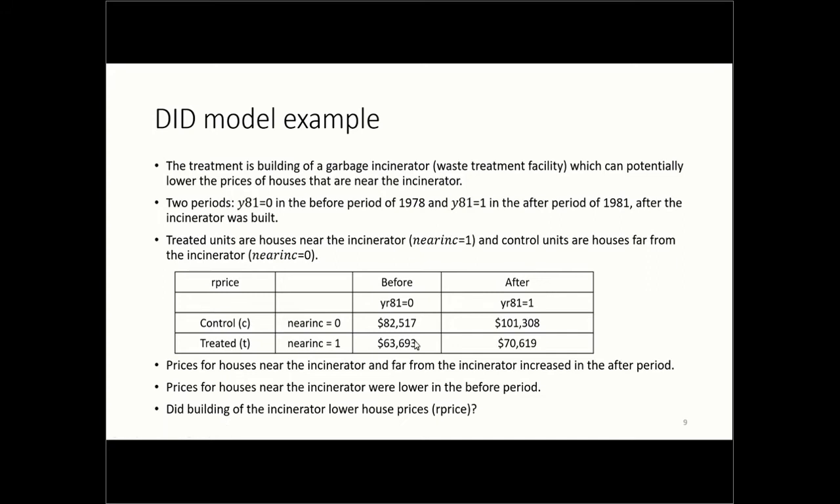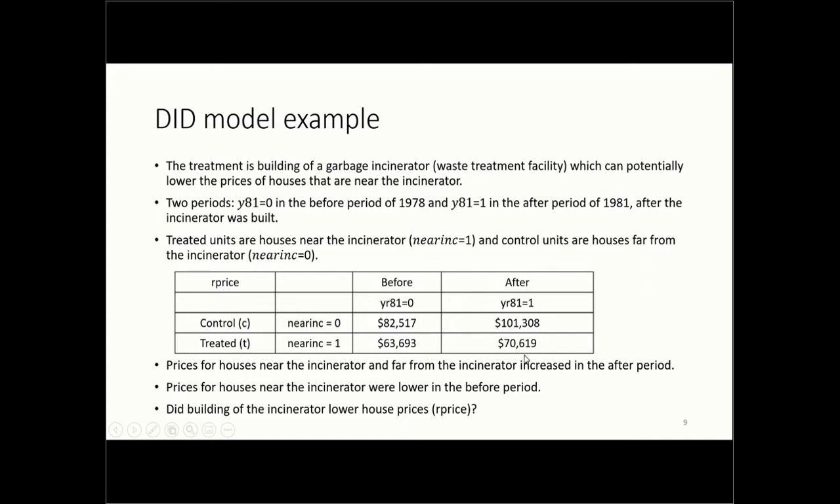So house prices have increased in the second period for both types of houses. Now, house prices near the incinerator were lower in the before period. So if you notice here in the before period, if you're near the incinerator, the house price was lower than if you're far from the incinerator. But that difference actually even increased in the after period. So the houses that were near the incinerator had even lower prices.